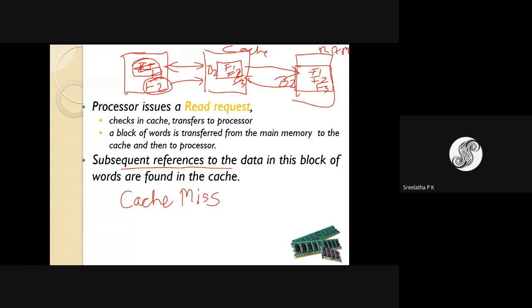Okay, answer this question first. When the processor wants a particular instruction, only one instruction it needs, and that is not there in the cache memory. So is only one instruction copied to cache memory from the primary memory, or is the whole block of data copied from the primary memory to cache memory? Which is correct?